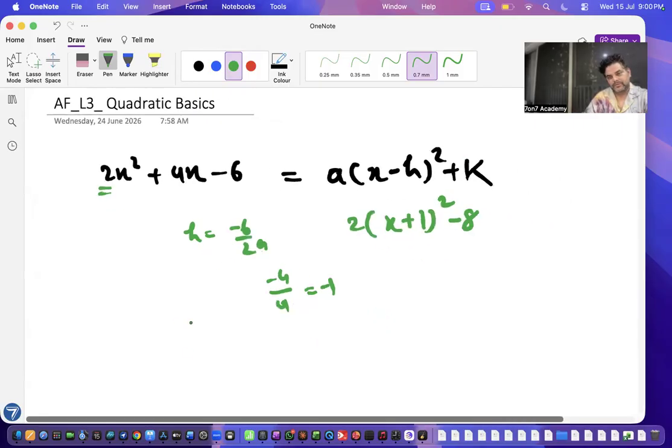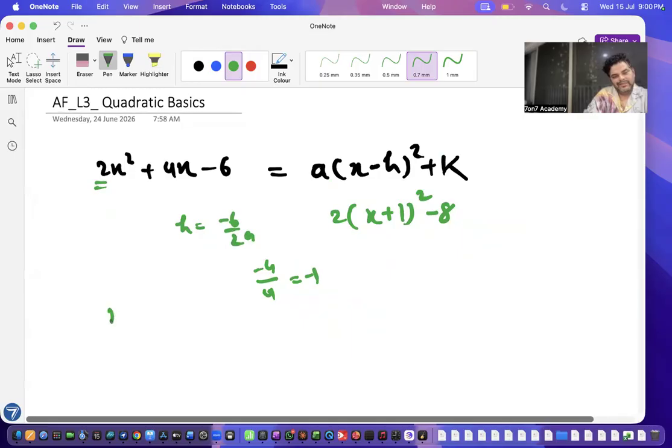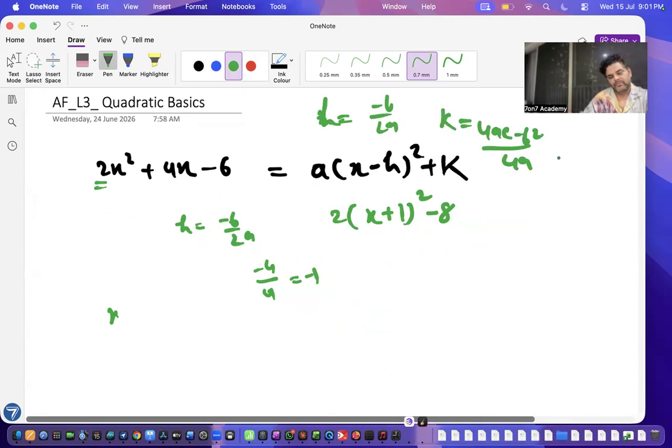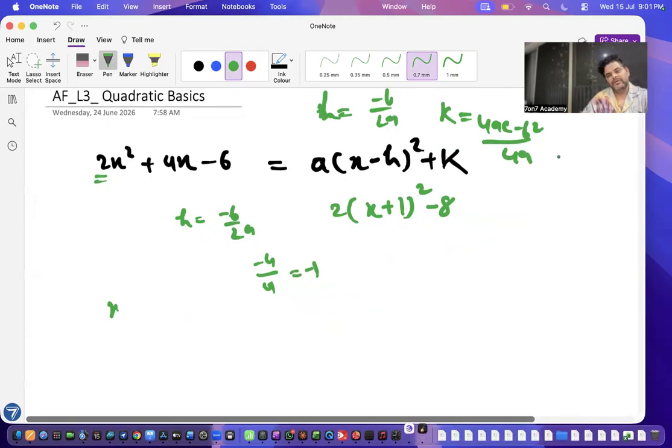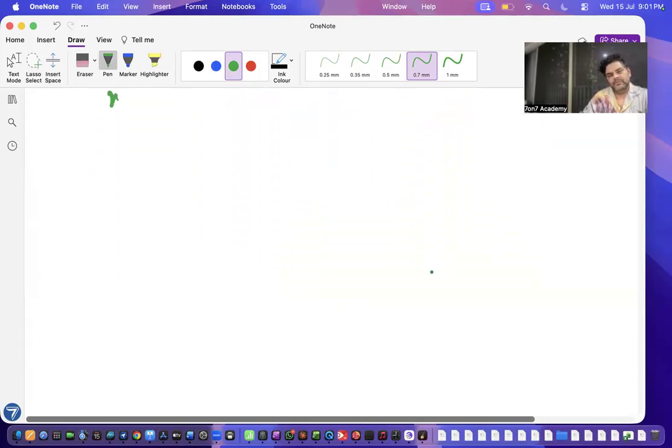What was k again? h was the x coordinate and k was the y coordinate of the vertex. The quick way is to get h as minus b over 2a. And k is always 4ac minus b square over 4a. You can write it this way, but there's no point. Just use the value of h and get the value. Opposite sign of this and same sign of that.